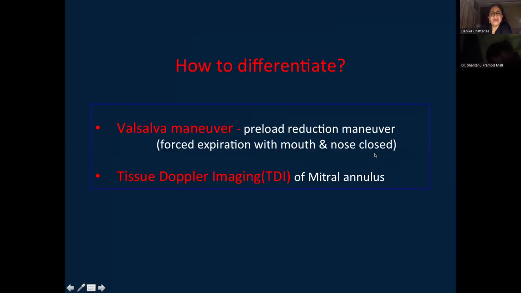So, what are the ways by which we can differentiate these two patterns? Well, there are two methods. One is the Valsalva maneuver, which reduces the preload in the LA. So what we do is ask the patient to do the forced expiration with mouth and nose closed. And next is the tissue Doppler imaging of the mitral annulus. So I'm going to show you one by one.